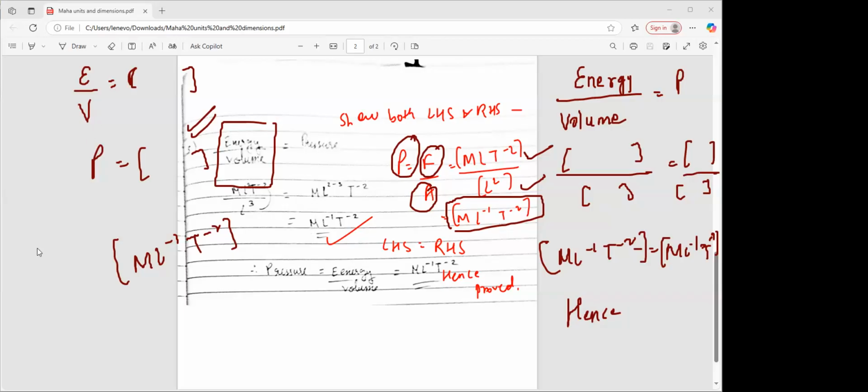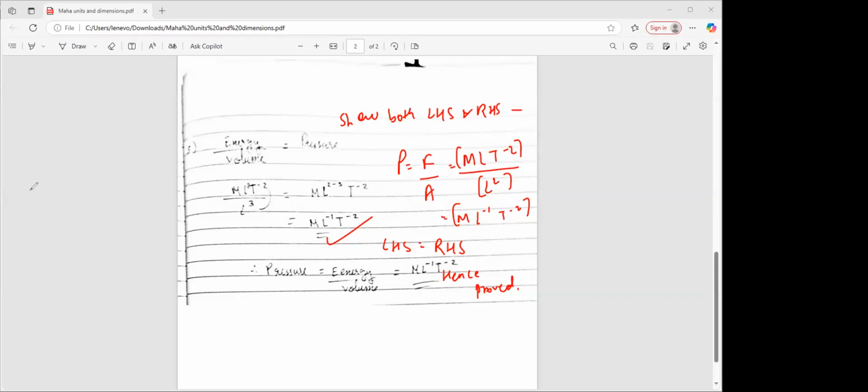Got it? Okay. So I've submitted the sheet back. That's it. The rest of the part was correct. Let us start with the dimensions.